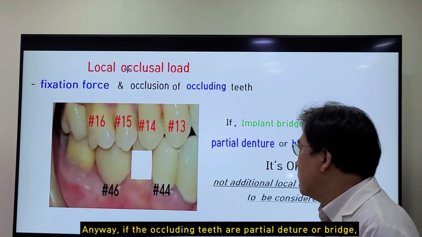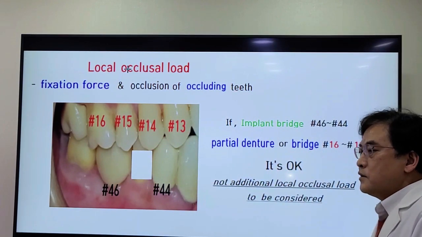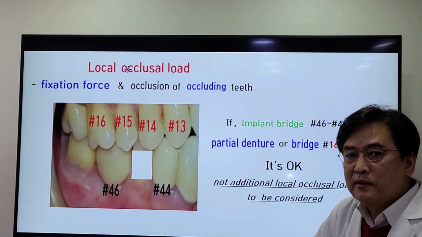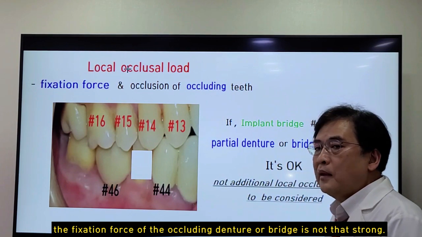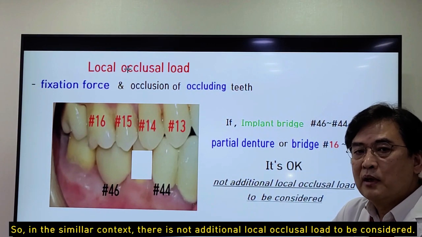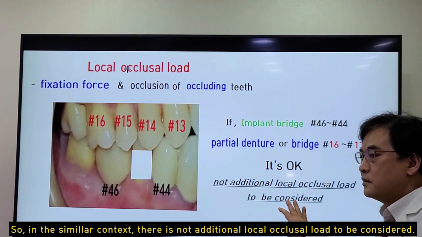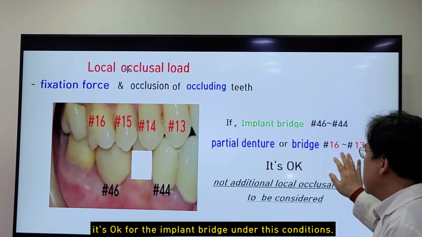Anyway, if the occluding teeth are a partial denture or bridge, it's a different situation from the previous one because the fixation force of an occluding denture or bridge is not that strong. So in a similar context, there is no additional local occlusal load to be considered. It's okay for the implant bridge under these conditions.